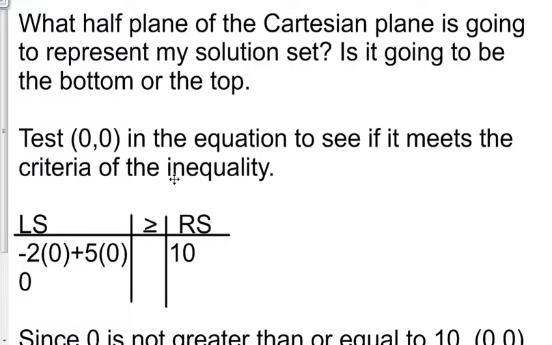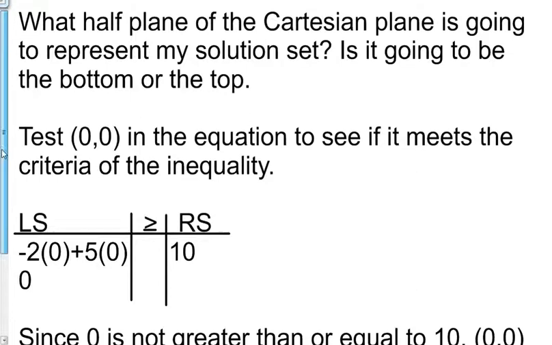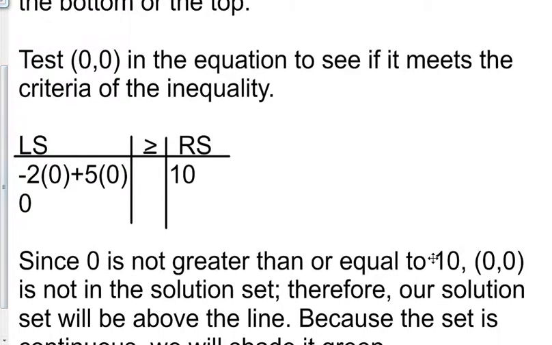So I'm going to test point 0, 0 because it's the easiest one to test. Test 0, 0 in the equation to see if it meets the criteria for inequality. So negative 2 times 0 plus 5 times 0, well, that's 0. Is 0 greater than or equal to the right side, which was 10? Since 0 is not greater than or equal to 10, 0, 0 is not in the solution set.